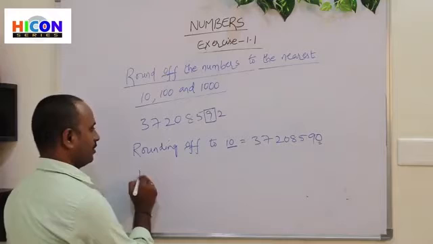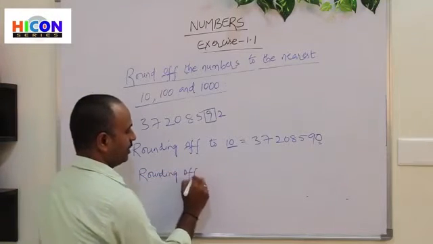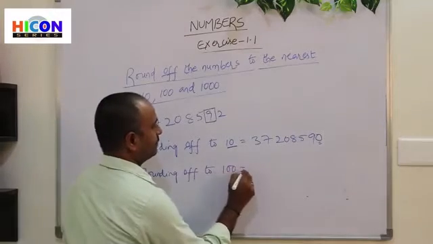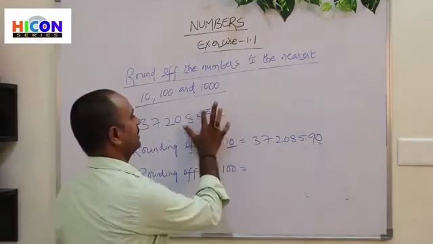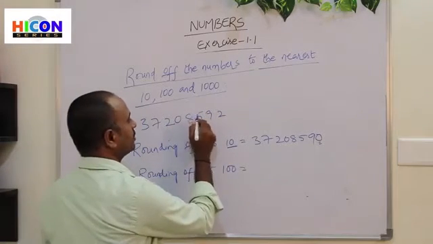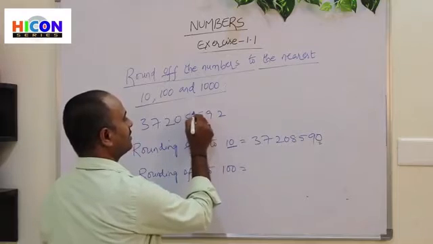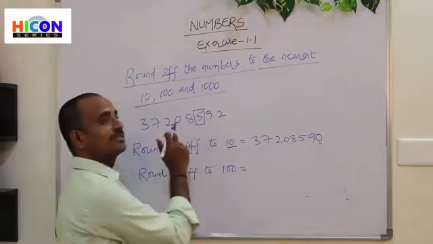Next, rounding off to hundreds. Children, identify the digit present in the hundreds place. Here, ones, tens, hundreds. So 5 is present in the hundreds place. That means 5 hundreds are there.